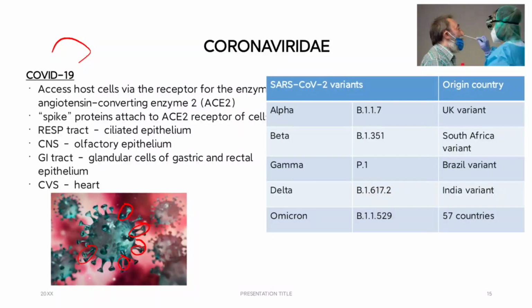These are the SARS-CoV-2 variants na as of now, ito na yung mga medically significant na variants. We have the Alpha, which is the B.1.1.7. It is the UK variant. Beta, which is the B.1.351, the South Africa variant. Gamma, which is the P.1, the Brazil variant. Delta, the B.1.617.2, the India variant. And lastly, yung pinaka-recent, which is the Omicron, the B.1.1.529. It infects almost 57 countries and counting, no? Napakadami.